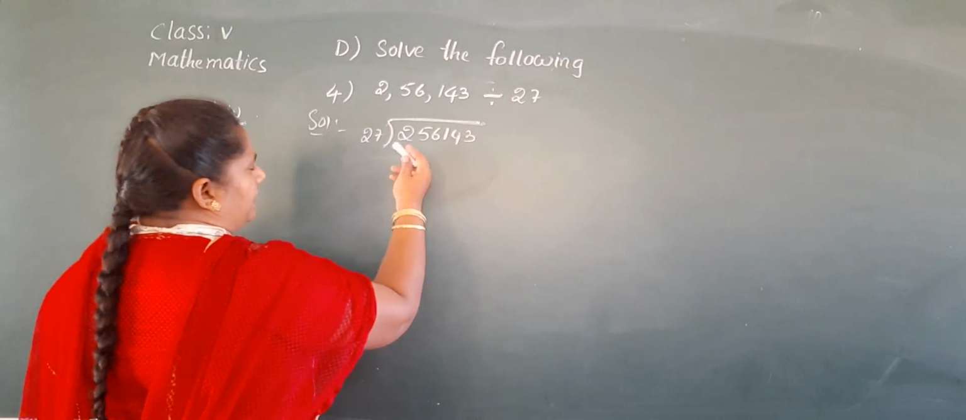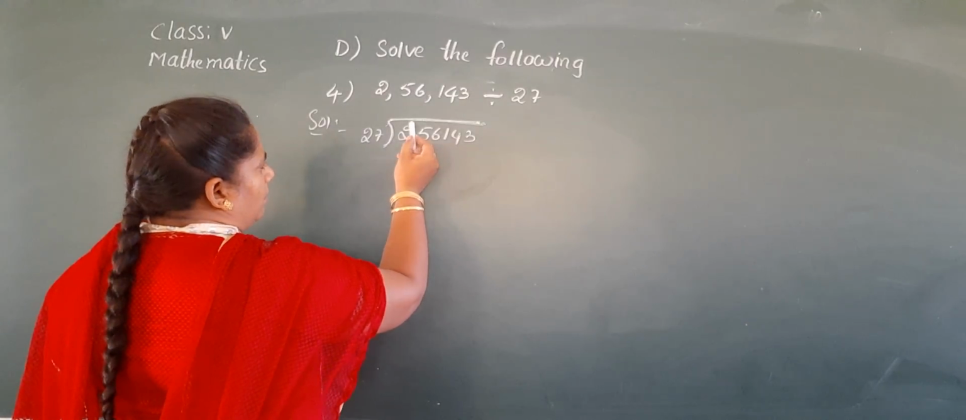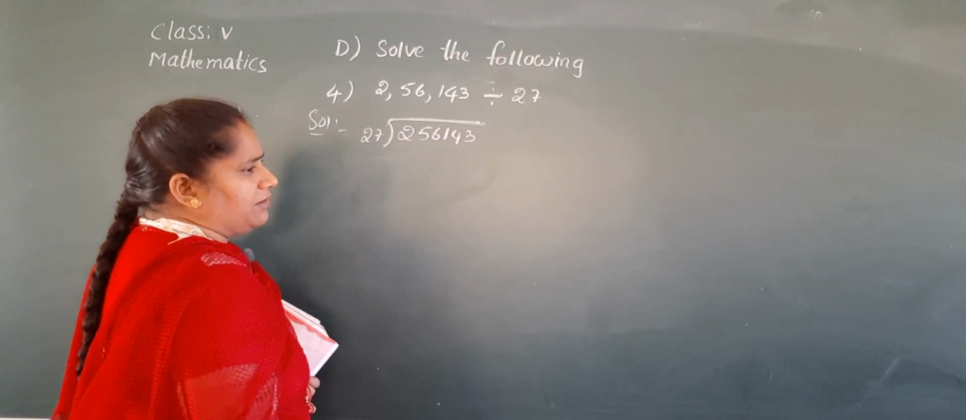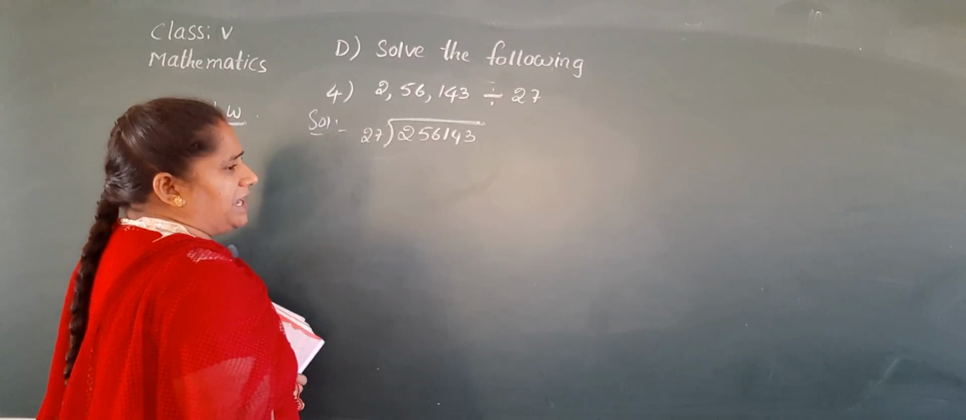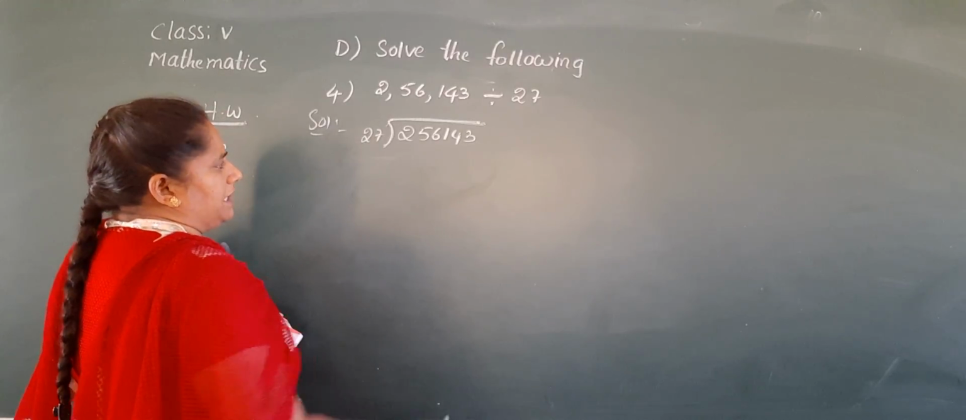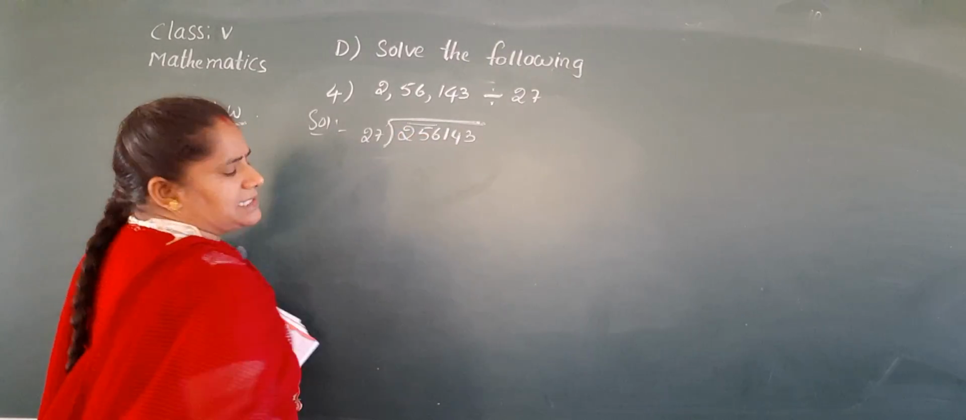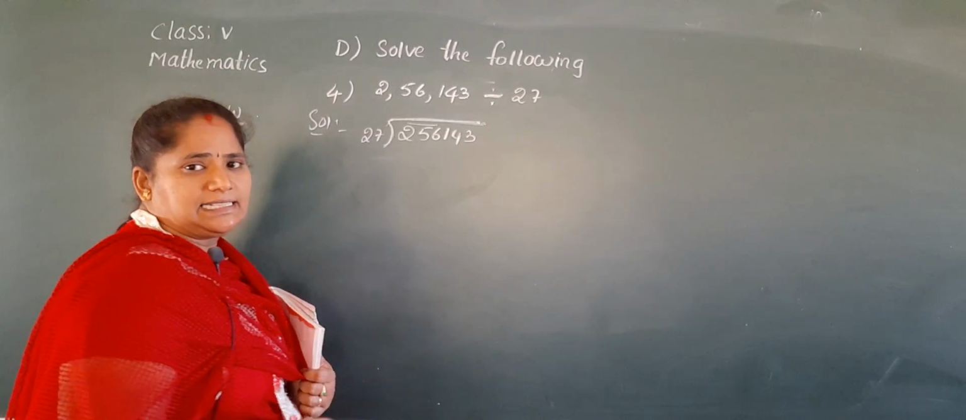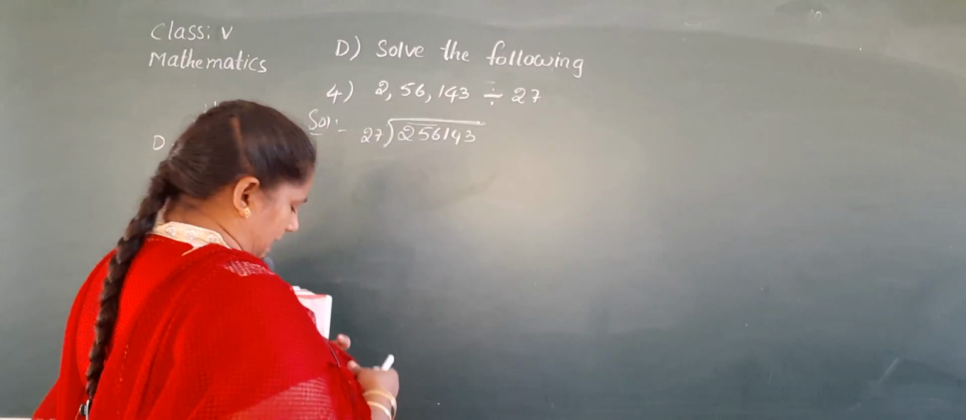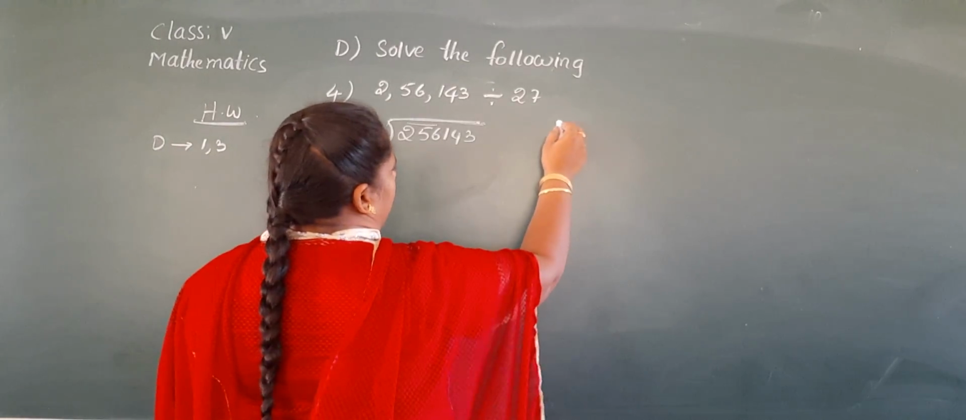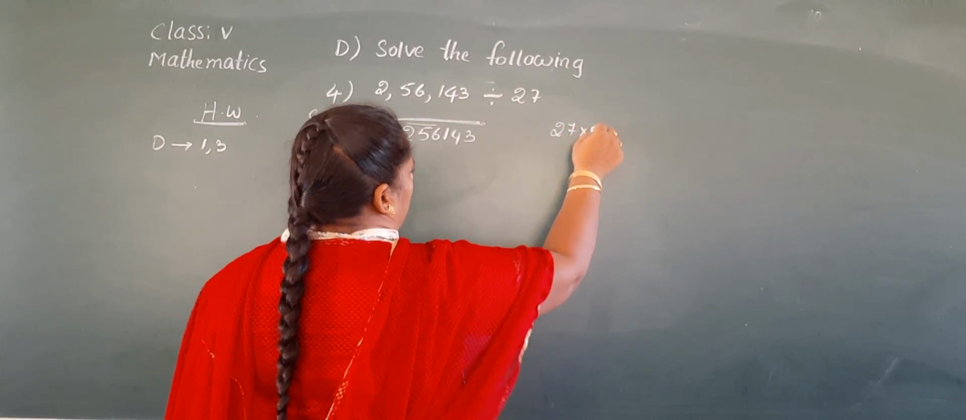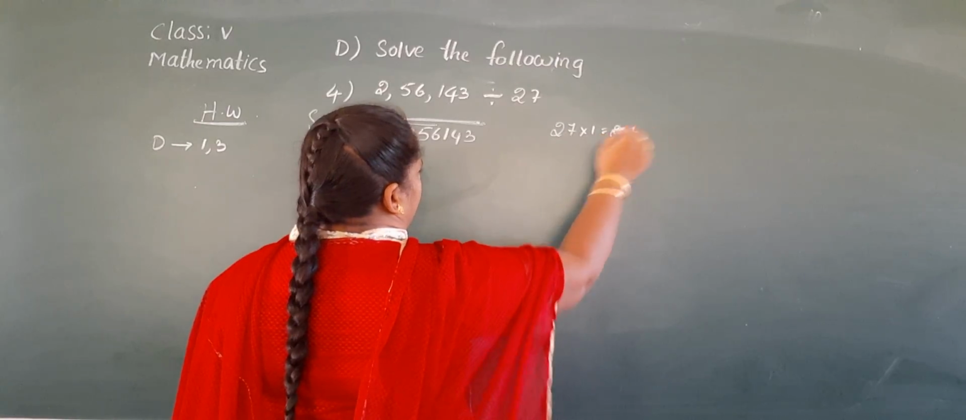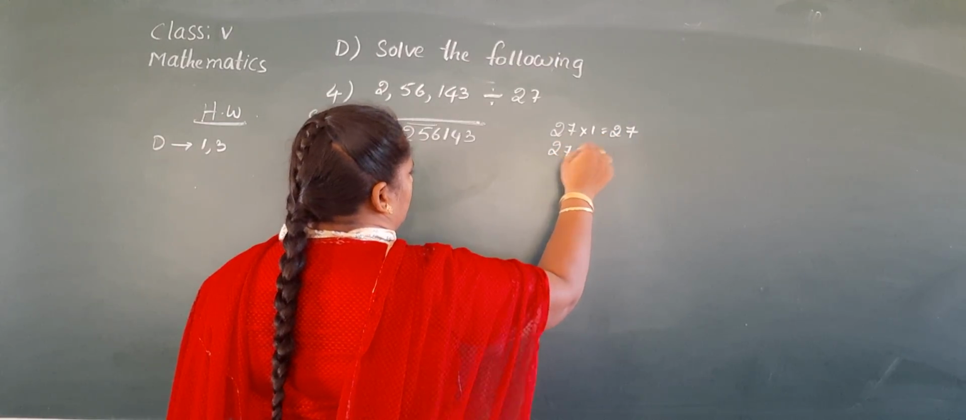So first you divide the first 2 digits in the given number. What are the 2 digits? 25. No, 25 is not divisible by 27. So you take 3 digits, 256. Now we have to find the nearest number in the 27 table. So write down the 27 table on the side. 27 ones are 27.